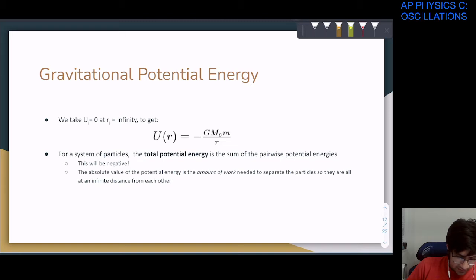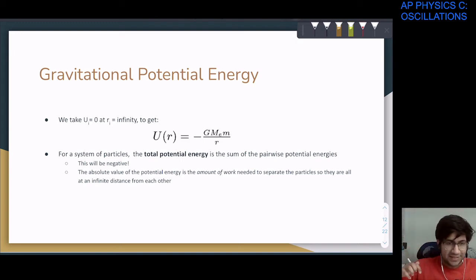All right, and also just remember that for a system of particles, the total potential energy is just the sum of the pairwise potential energies. And this will be negative, right? Because for each pair of particles the potential energy is negative, so the sum over all possible pairs is also going to be negative. And the absolute value of the potential energy is the amount of work needed to separate all the particles so they're all infinitely far away from each other.